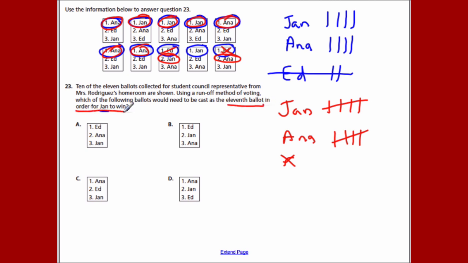So let's go back and look at this. In order for Jan to win, we are looking for the top winner. In this case, we've got Ed, who we crossed out. So Anna would be the winner. But we don't want Anna. So A is no go. In part B, Ed we cross out. Jan would be the winner. There's probably our answer. Let's just verify. In this case, Anna would be the winner, but we don't want Anna. And in this one, Anna would be the winner again, and we don't want Anna. We want Jan. So Jan being the winner would be B, our best answer for number 23.